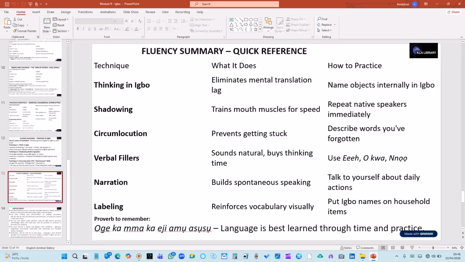Now let us look at the fluency summary, that is a quick reference. The techniques: 1 is think in Igbo. What it does: eliminate mental translation lag. Name the object internally in Igbo language. Now shadowing trains mouth muscles for speed. Repeat native speakers immediately. Then circumlocution prevents getting stuck. Describe the word you have forgotten.